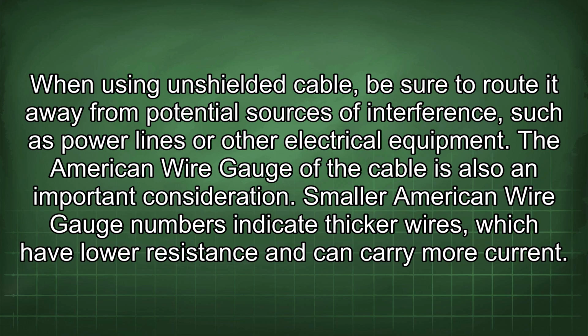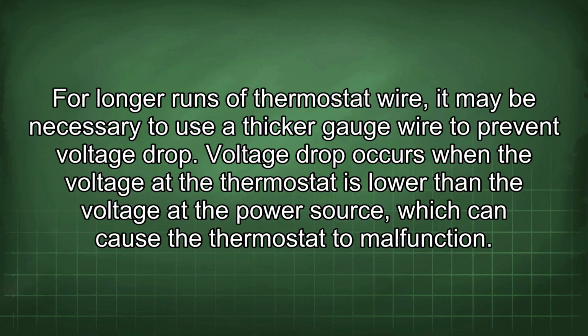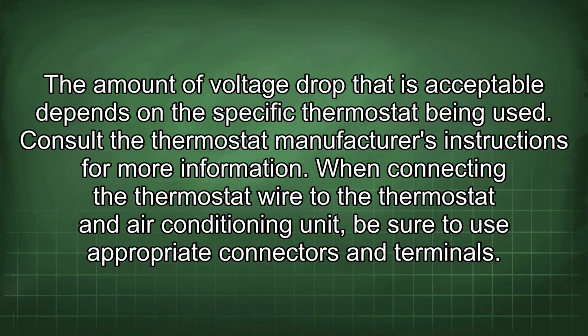Smaller American wire gauge numbers indicate thicker wires, which have lower resistance and can carry more current. For longer runs of thermostat wire, it may be necessary to use a thicker gauge wire to prevent voltage drop. Voltage drop occurs when the voltage at the thermostat is lower than the voltage at the power source, which can cause the thermostat to malfunction. The amount of voltage drop that is acceptable depends on the specific thermostat being used. Consult the thermostat manufacturer's instructions for more information.